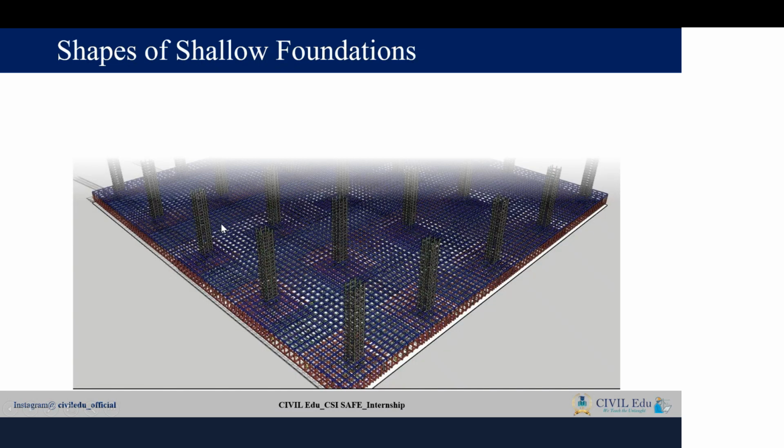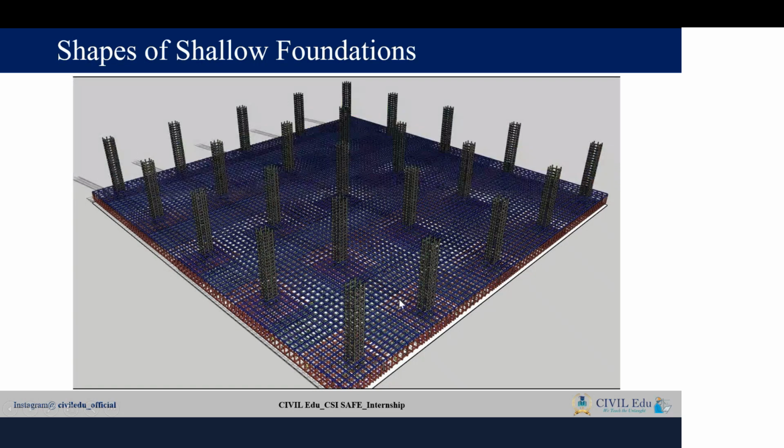And then the other one is the raft or mat foundation. What does it mean by raft or mat foundation? You will have only one complete foundation throughout the site. Throughout the site area, you'll have only one foundation slab, and on the top of that foundation slab, you will construct multiple columns. You can see all the columns for this structure are constructed on one foundation only. That's called a raft or mat foundation.